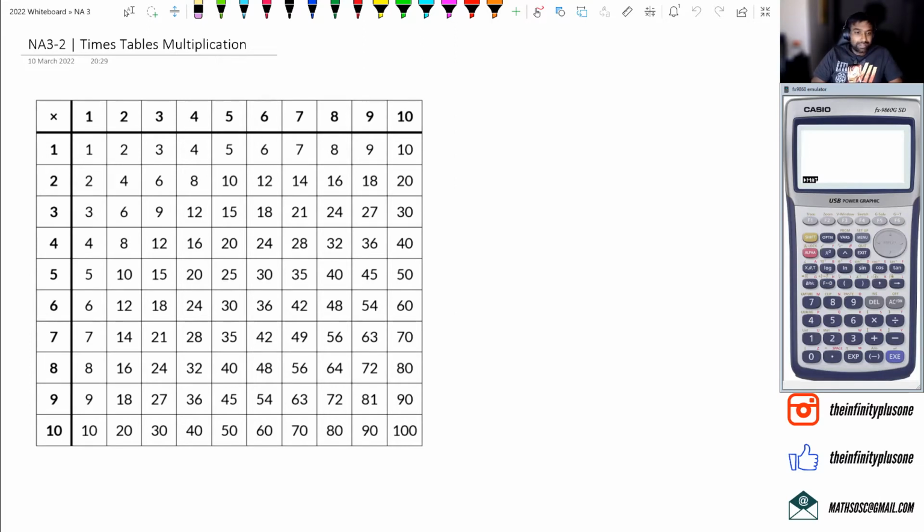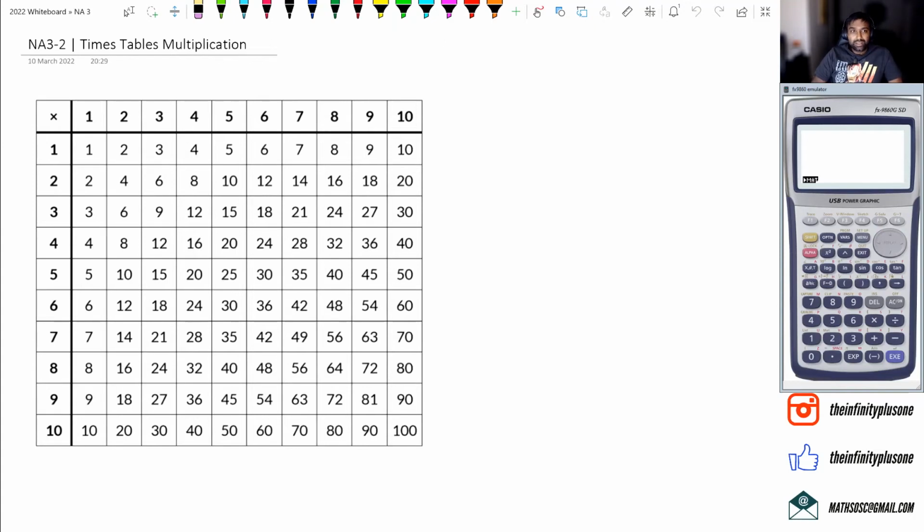What do I mean by that? It's like someone asks you straight up, 7 times 5, what is it? You've got to spit out 35 straight away. The other places where I notice people struggle is with fractions or simplifying fractions, and when it comes to simplifying or factorizing algebraic terms, again, if you are not confident with your times tables, you tend to start struggling with that as well.